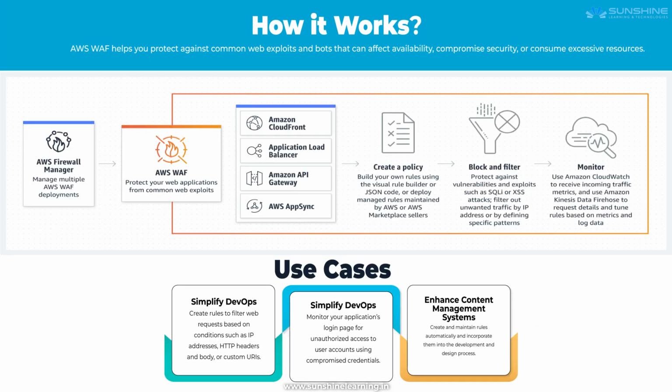So how does it work? AWS WAF helps you protect against common web exploits and bots that can affect availability, compromise the security of your resources, or consume excessive resources. What you need to do is, in front of your AWS services, just implement the WAF. You can implement the WAF on CloudFront, with the Application Load Balancer, with Amazon API Gateway, and with AWS AppSync as well. And this WAF protects your web application from common web exploits.